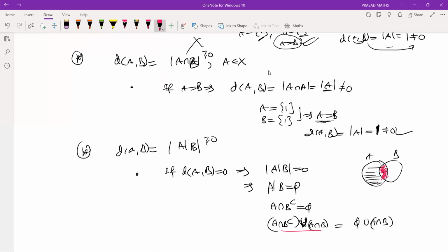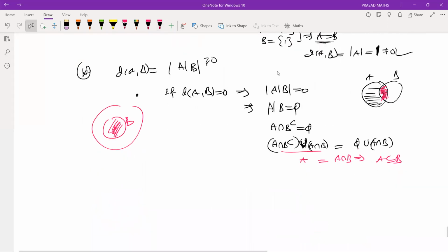So the left side must be A. What is the right side? Phi union A intersection B, that is A intersection B. That means A intersection B equals A, which means A should be the smaller set. So what is A intersection B? A. Therefore A must be a subset of B. So what is my guess? My guess is you take A as the set {1} and B equals {1, 2}. Therefore A is always a subset of B.